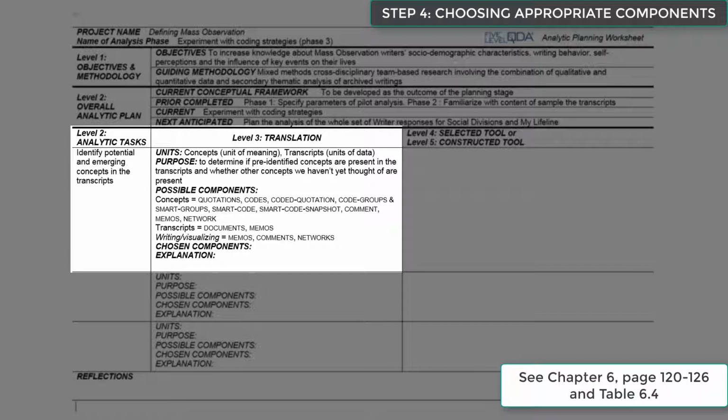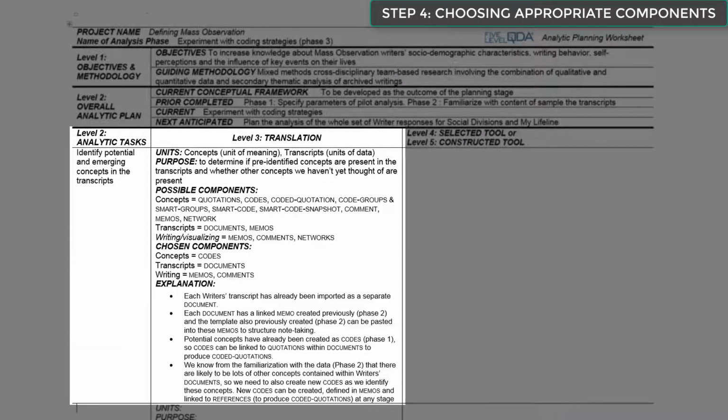As well as listing actions that can be taken on components to facilitate this decision-making process, Chapter 6 describes in detail what we mean by the context of analytic tasks, and the 4 points to consider in taking context into account when choosing appropriate components. So I'll just fill out these two areas. I'm not going to talk through the thinking process for this task in this video, but you can download this worksheet and study it in detail together with the overview of the Defining Mass Observation project.